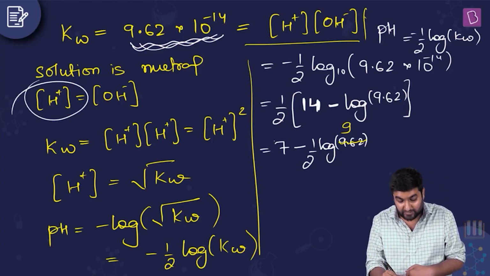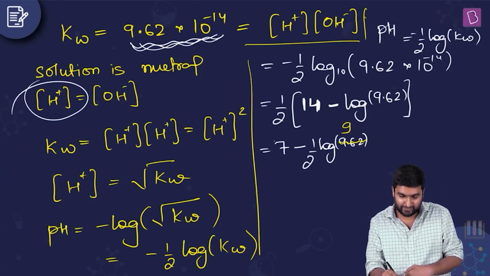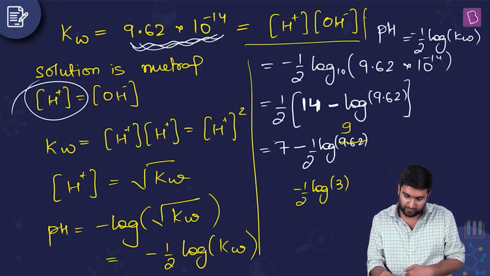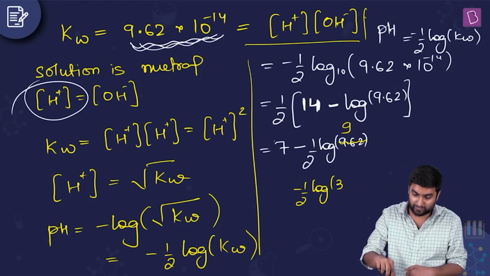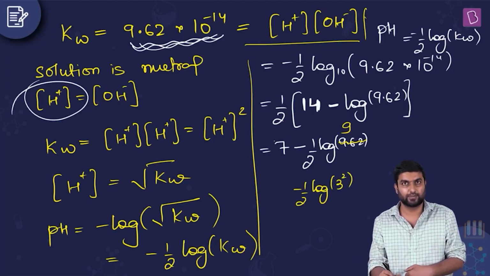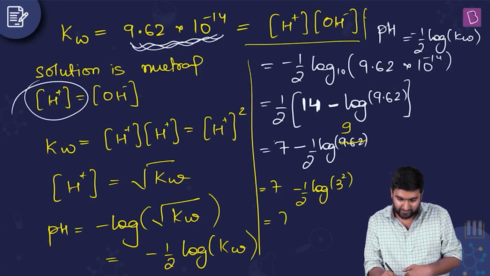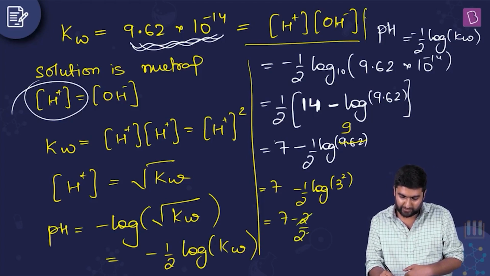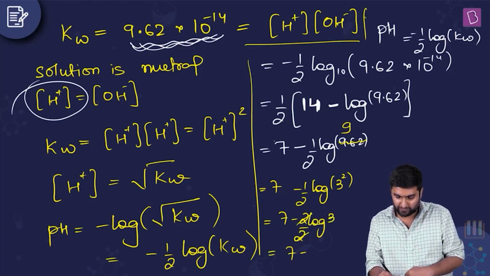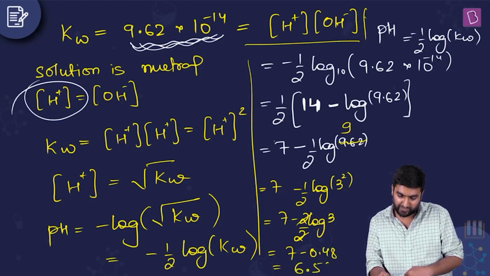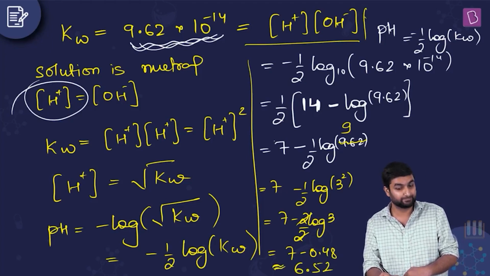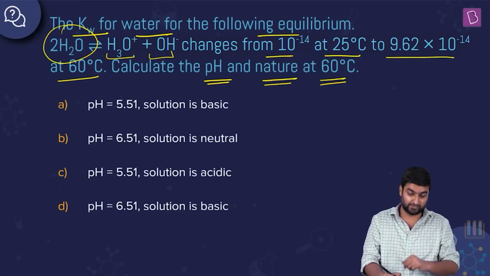Because now I can write it as logarithm of 3 squared, and I know the value of log 3. So the 2 is going to come outside. Logarithm of 3 is approximately 0.48. So here we have 0.48, and pH is coming out to be approximately 6.52. Now let's look at the solutions.